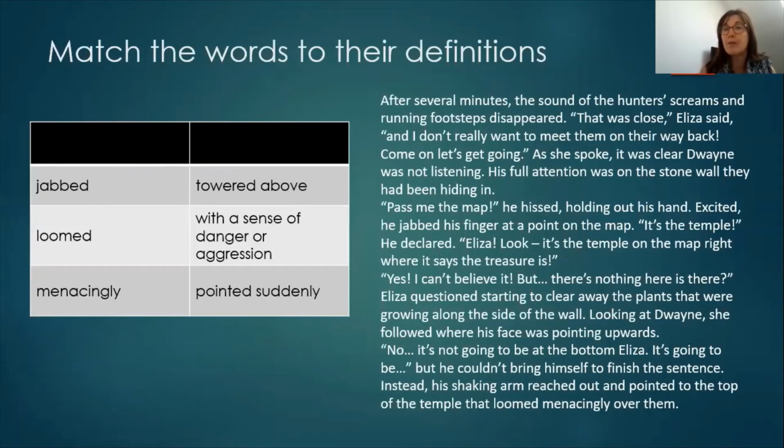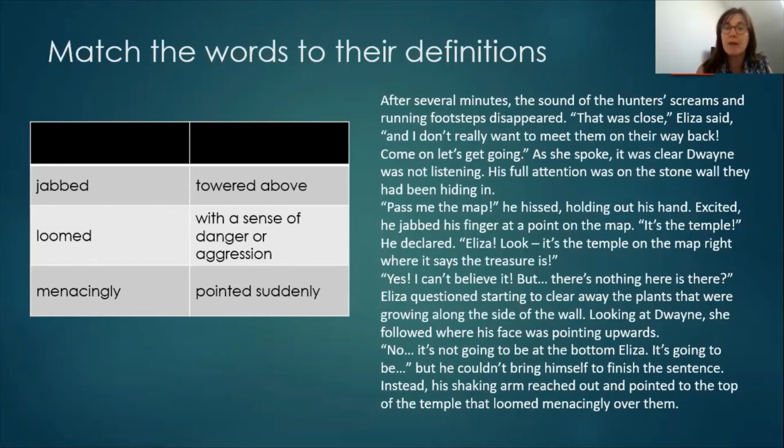Now it's your turn to do the word and definition match. So to do this one, read the word, read the sentence it's in, and then swap in those definition choices and see which one makes sense. So find the word jabbed. Excited, he jabbed his finger at a point on the map. He jabbed his finger. He towered above his finger? No. He, with a sense of danger or aggression. Does that make sense? Don't think so. He pointed suddenly. Yeah, he pointed suddenly. He jabbed his finger. We point with our finger, so that's the clue.